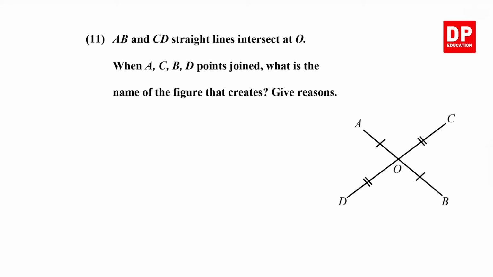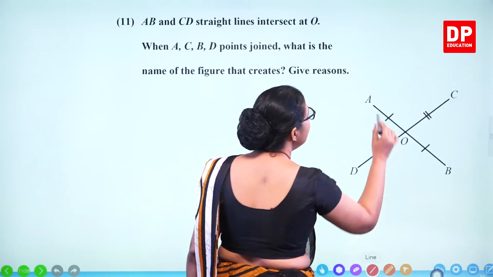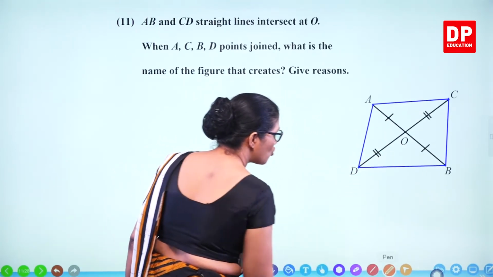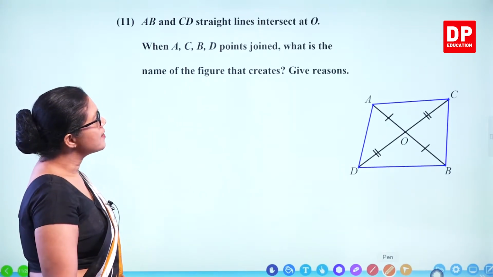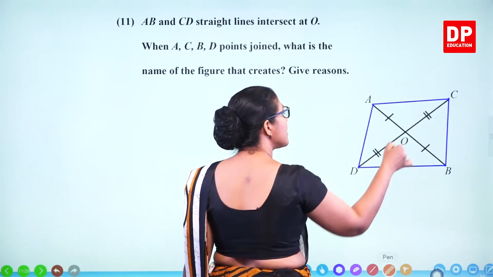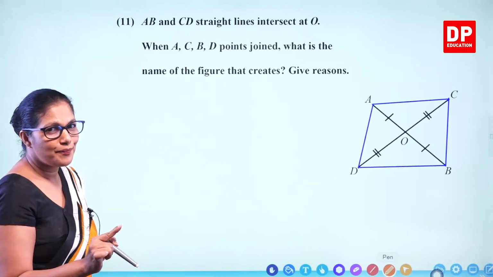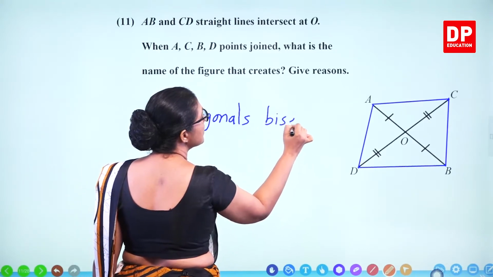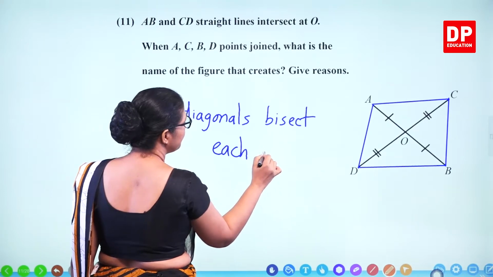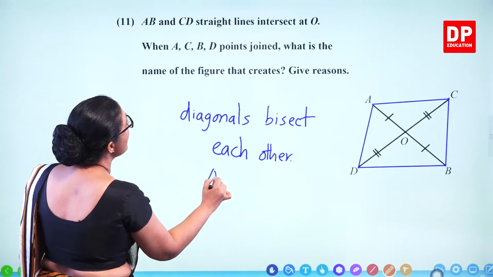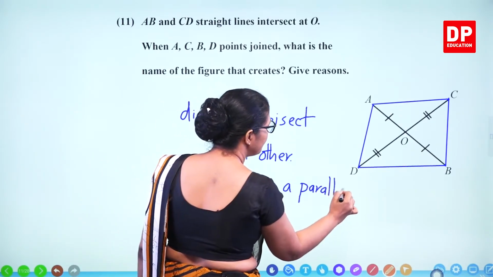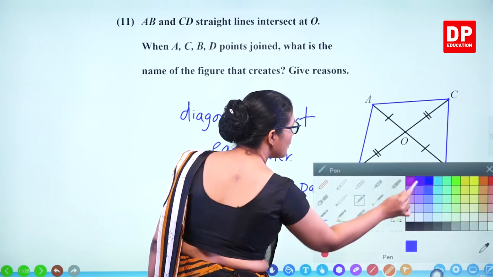Question number 11. AB and CD are straight lines intersecting at O. When AC, BD and AD points are joined, what is the name of the figure that it creates? Give reasons. Look, these become the diagonals. Diagonals bisect each other. What's the shape? It's a parallelogram. So we can say diagonals bisect each other. That's a property of a parallelogram. So therefore, ACBD is a parallelogram. You get 2 marks.